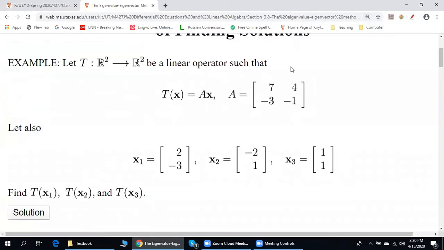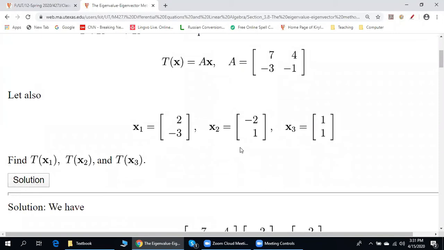Let us consider a linear operator from R2 to R2, which is given by this formula. T of x is equal to Ax, where A is this. We have three inputs, x1, x2, x3, three vectors. Find T of x1, T of x2, T of x3.